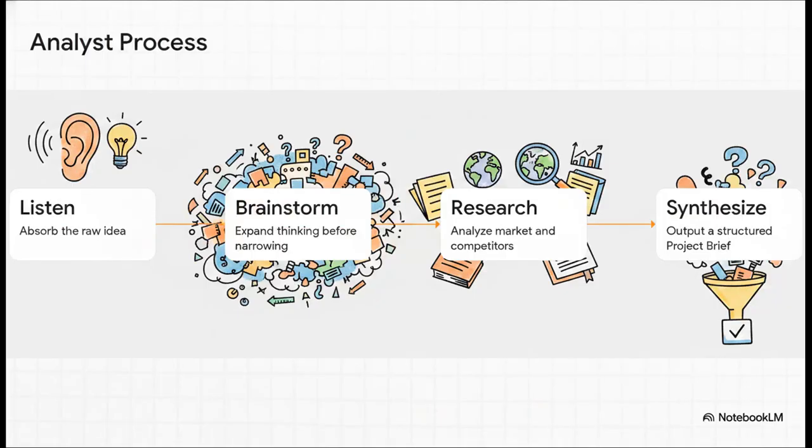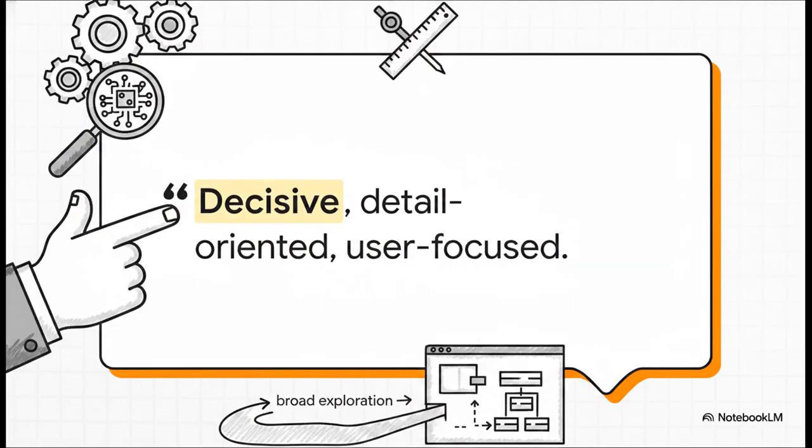The analyst process is super rigorous. They start by just listening and absorbing the raw idea. Then they facilitate a brainstorm to really expand the thinking. You know, at this stage, no idea is too wild. After that, they dive into market research to see what's already out there. And finally, they synthesize all of this creative chaos into a solid, concrete project brief that clearly defines the what and the why. Okay, so once we have that validated brief, we hand it off to the project manager, or the PM agent.